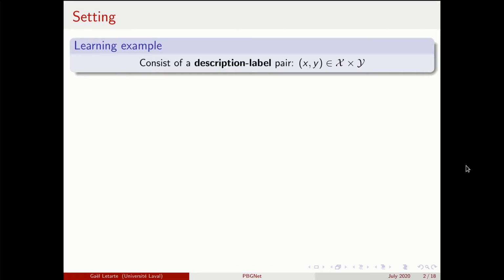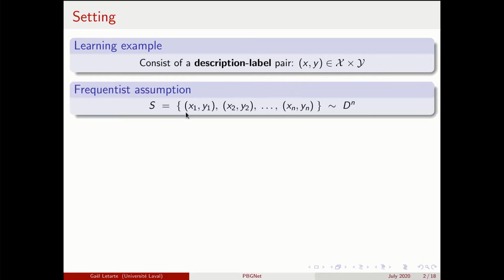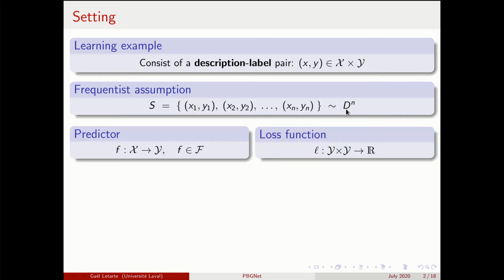But first, let's introduce the relevant notations. We stand in the supervised learning setting where a learning example consists of a description-label pair x and y. All examples collected for a task constitute the training set S, and we assume that they are sampled IID from an unknown data generating distribution D. Using a learning algorithm, we search amongst the family of predictors for a predictor f, which is a function mapping the input space to the label space.